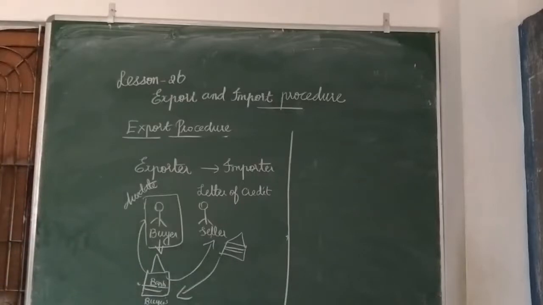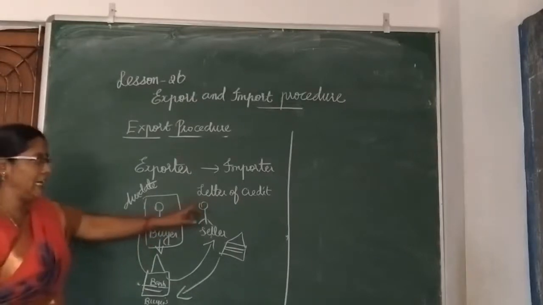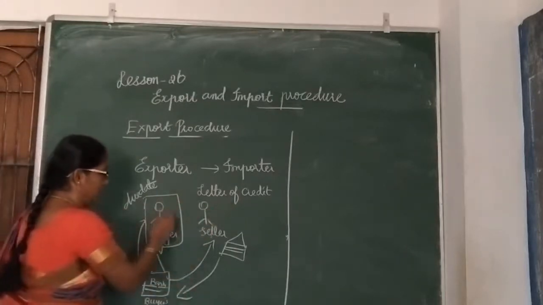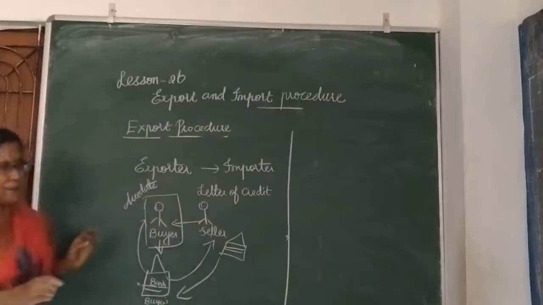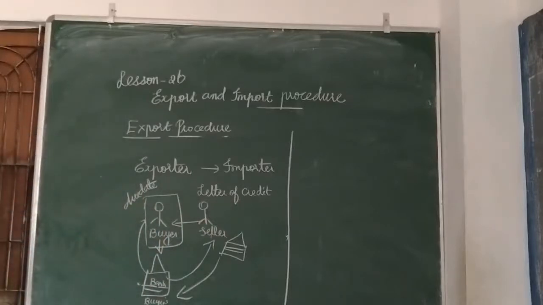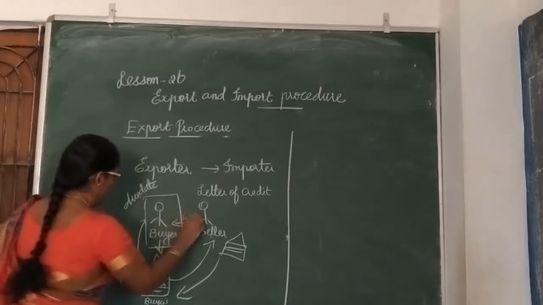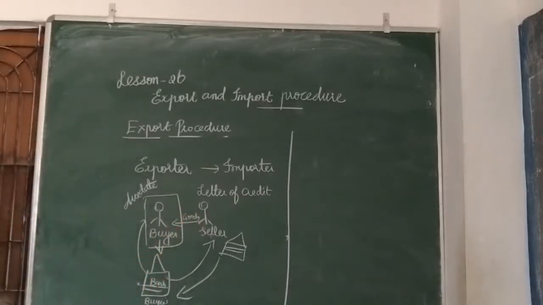Then the seller sells the goods to the buyer on credit basis. After getting the letter of credit, the seller will sell the goods to the buyer. Are you clear? On which basis? On credit basis. The goods come to the buyer on credit basis, so it is the duty of the buyer to make the payment on the due date.